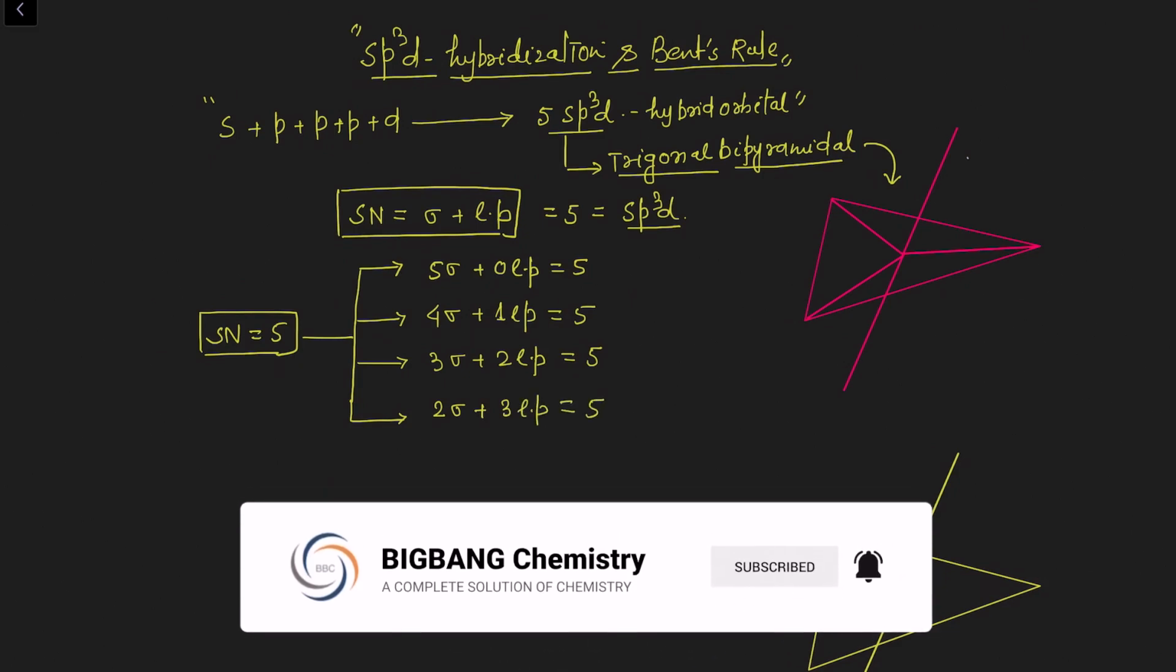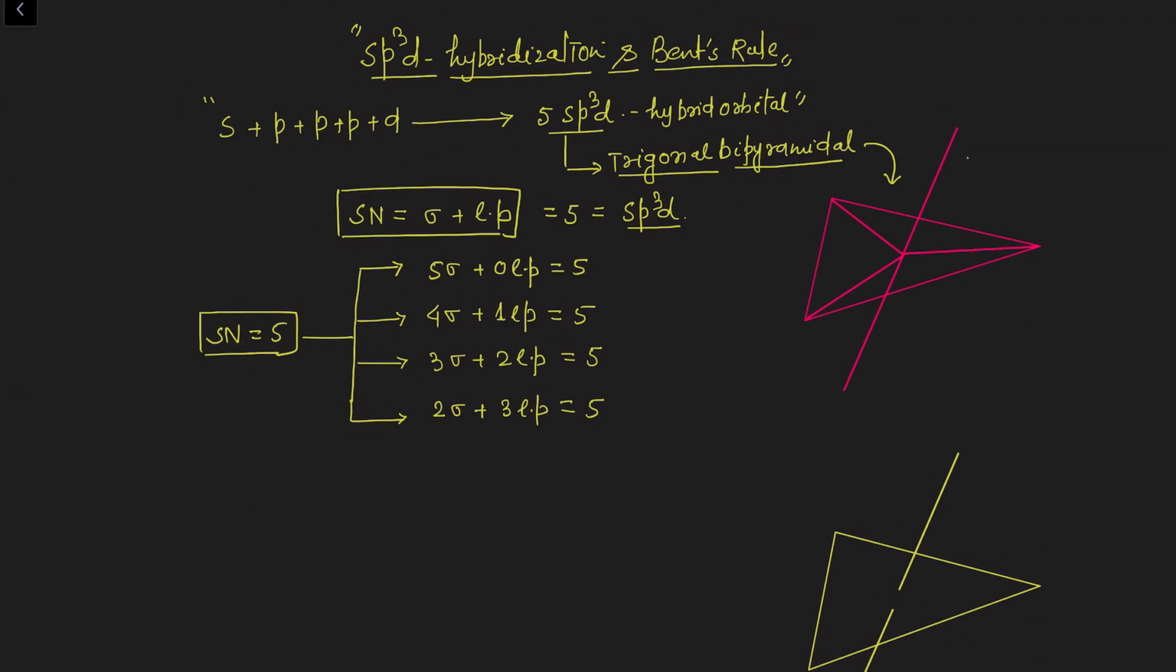Now the question is: in all 4 possibilities, will the structure and shape be similar? No. We know that if the lone pair of electrons is 0, then the structure is trigonal bipyramidal, and the shape will also be trigonal bipyramidal. But when there is a presence of lone pairs of electrons, the structure and shape will be different. The structure will be the same, trigonal bipyramidal, in each case, but the shape will change because of the presence of lone pairs. When there are 2 lone pairs, the shape of the molecule will be T-shape. If there are 3 lone pairs, the shape of the molecule will be linear.